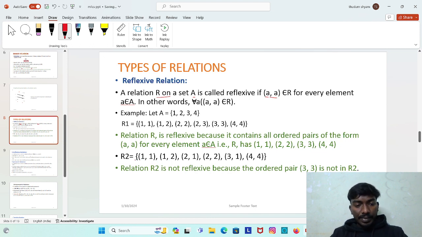Here we will take another example. R1 is equal to (1, 1), (1, 2), (2, 1), (2, 2), (3, 1), (4, 4). This is not reflexive because there is (1, 1), (2, 2), (4, 4), but there is no (3, 3). So that's why we do not consider it a reflexive relation.